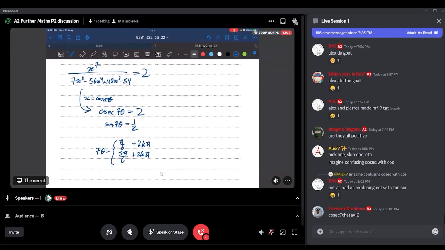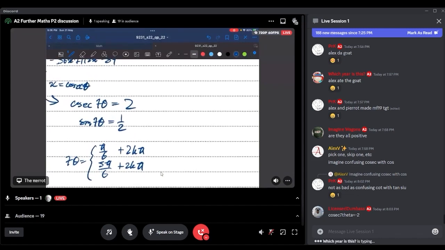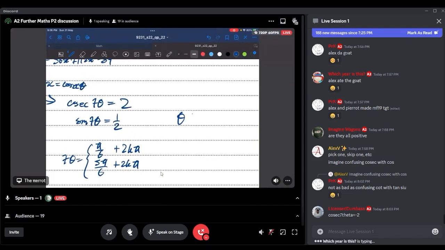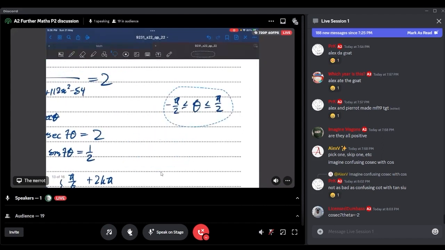Since we're doing sine, the range is theta from minus pi by 2 to pi by 2. This is if you're dealing with sine. I'll write it here. If it's cosine, instead of from minus pi by 2 to pi by 2, you go from 0 to pi.